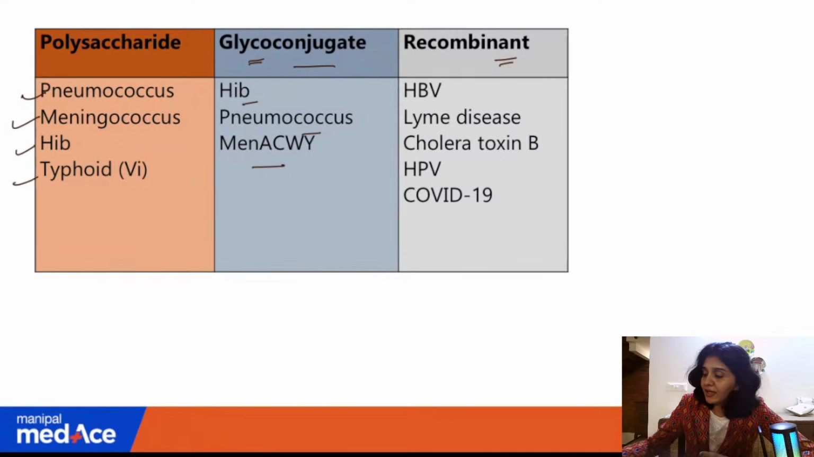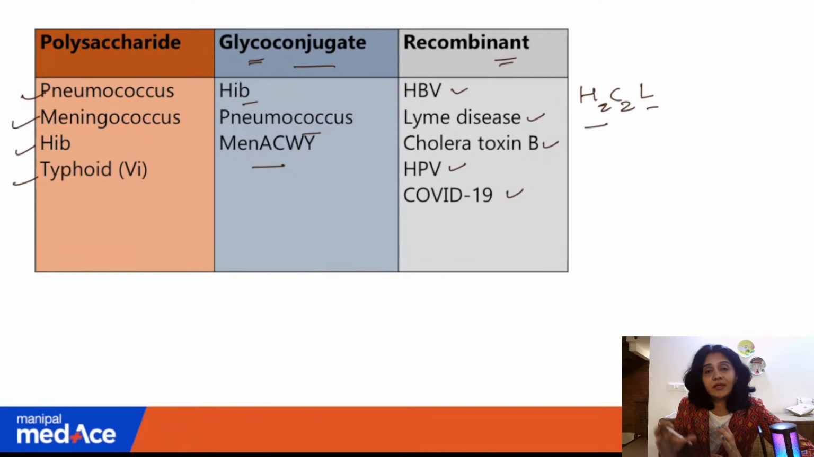Recombinant I've already explained. So the mnemonic for this is H2C2L, all right? H is hepatitis B virus, another H is human papilloma virus, and then if you take C, cholera toxin B and COVID-19, L for Lyme disease. So these are the 6 varieties of vaccines, right? Live, killed, toxoid, polysaccharide, glycoconjugate, recombinant. Very, very important. So moving on to the next question.